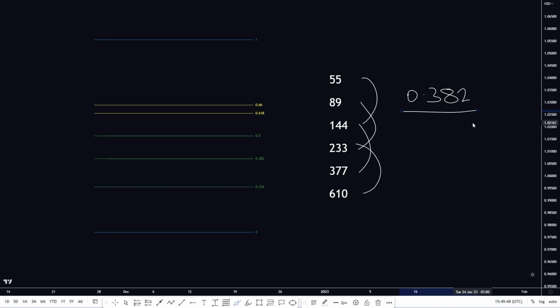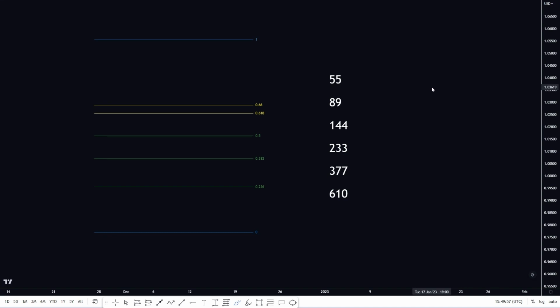So the final one is 0.236. So 0.236 again is an important level, and it shows another ratio between the numbers. This time what we're going to be looking at is the relationship between 55 and 233. So we're looking at the relationship between 55 and the third number in the sequence. So we're looking at 89 and 377. So we're always looking at the third number down, 144, and of course we're looking at 610.